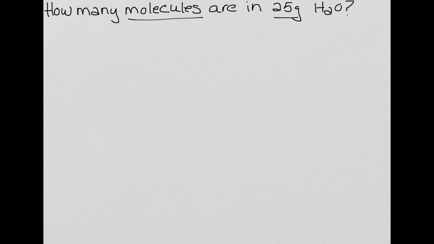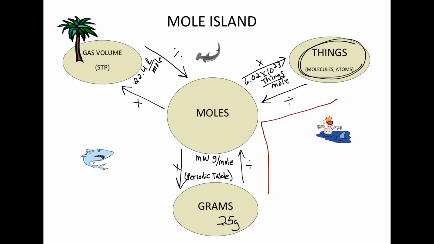Okay, let's try this problem. How many molecules are in 25 grams of H2O, also known as water? So in this problem, we're given 25 grams, and we are looking for number of molecules. So let's go back to our map and see what our path will be. The first thing you can see we're going to do is we're going to divide by the molecular weight. So let's go do that now.